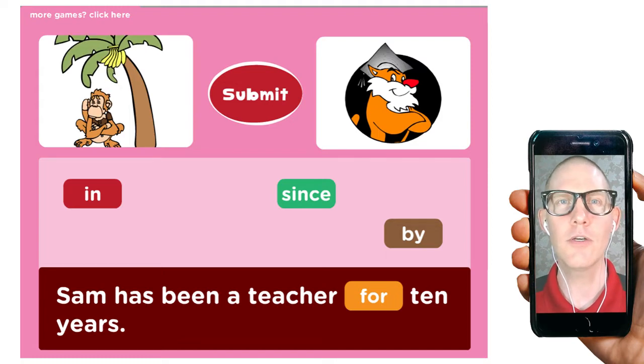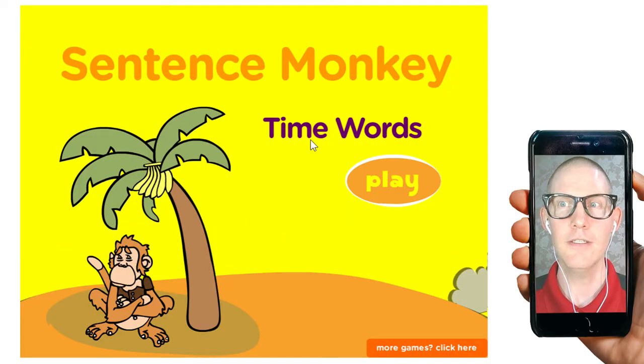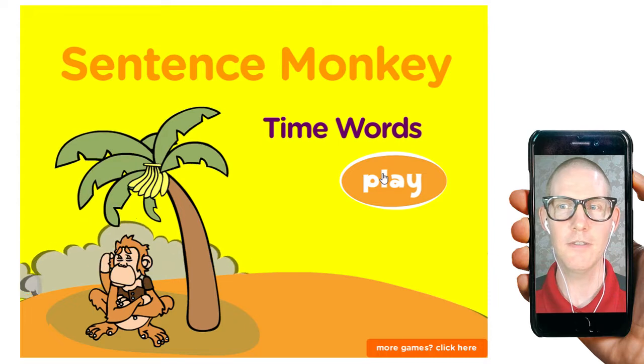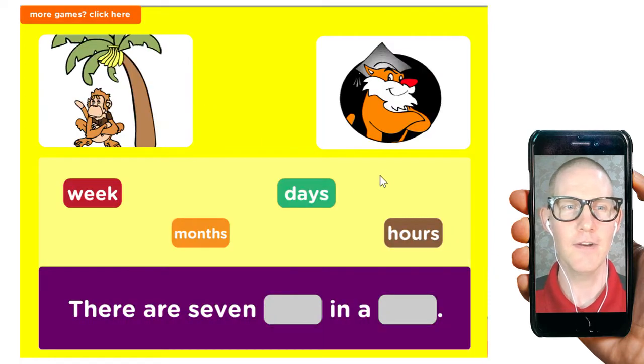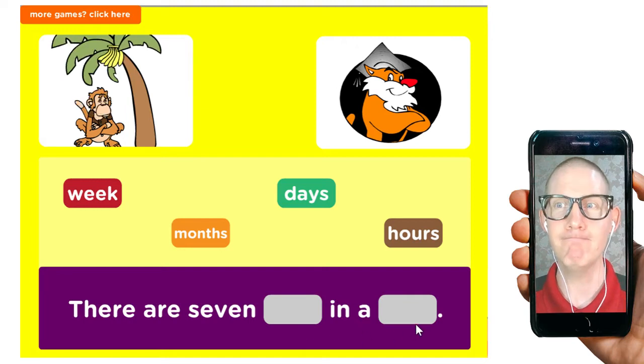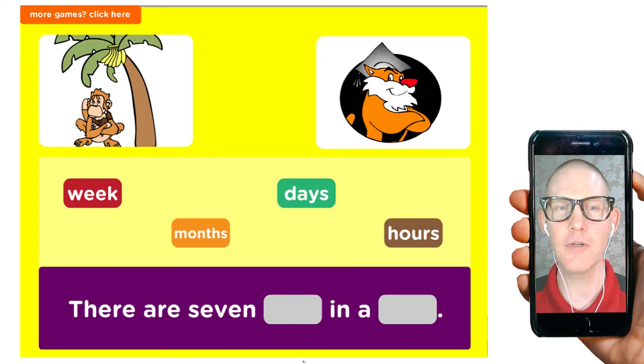All right, so let's go to another quiz game. This one is time words. All right, here we go. There are 7 in a. So we need 2 blocks here, 2 things to put in. What do you guys think? Here's your music.